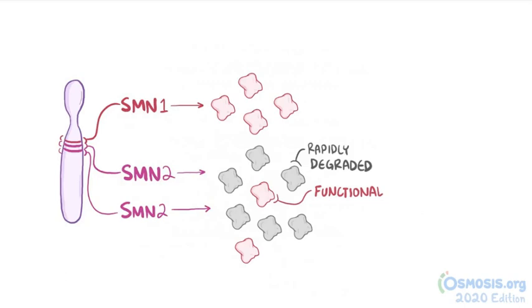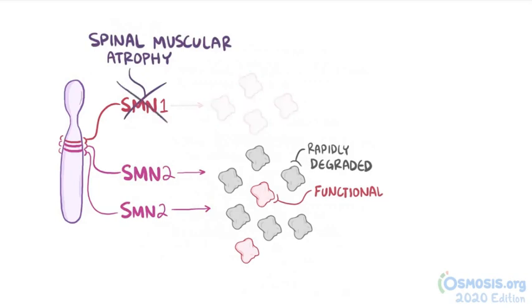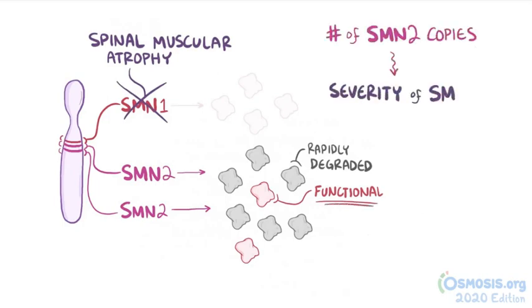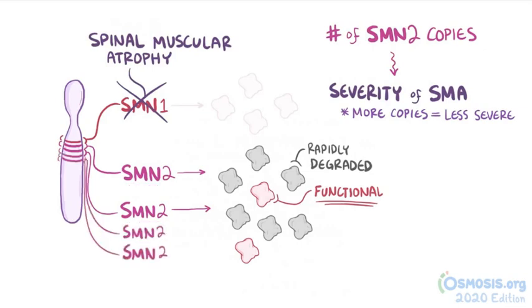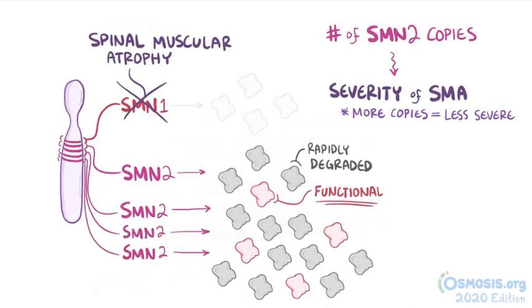Now, all this is important because patients with SMA have no functioning copies of SMN1. And since SMN2 still makes a small amount of functional SMN protein, the number of copies of SMN2 determines the severity of spinal muscular atrophy. More copies means more SMN protein, and a milder SMA phenotype. So, as an example, a patient with 2 SMN2 genes might have infantile SMA, whereas a patient with 4 SMN2 genes might have a milder subtype.